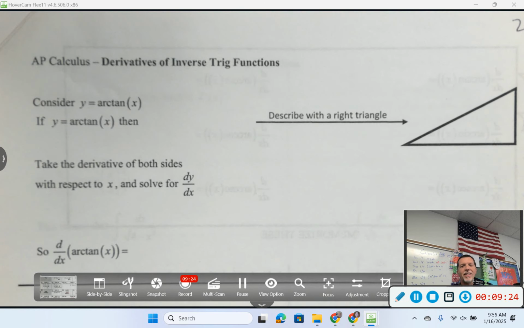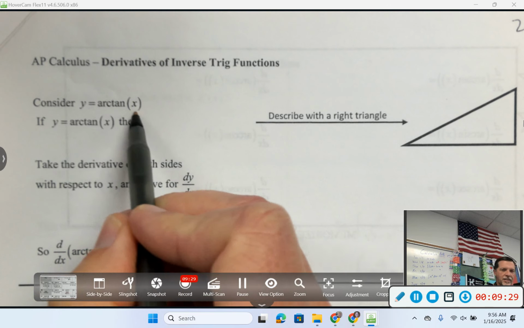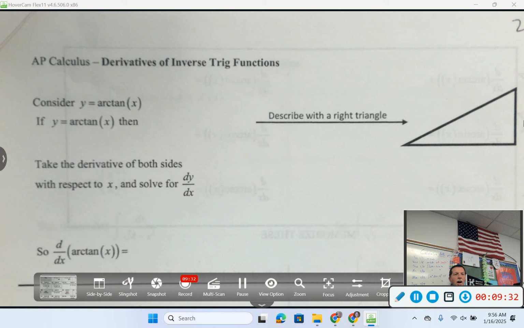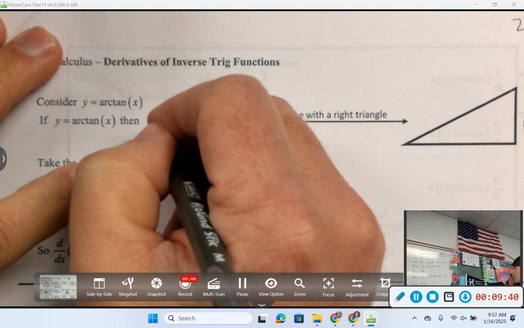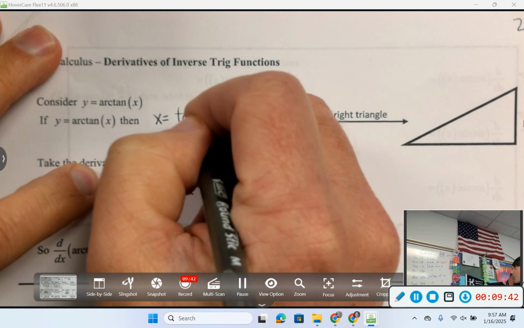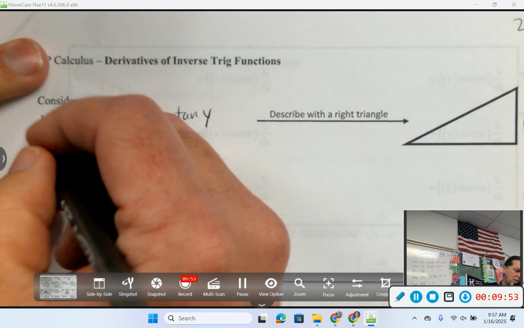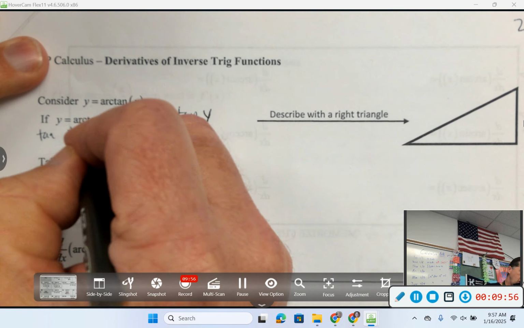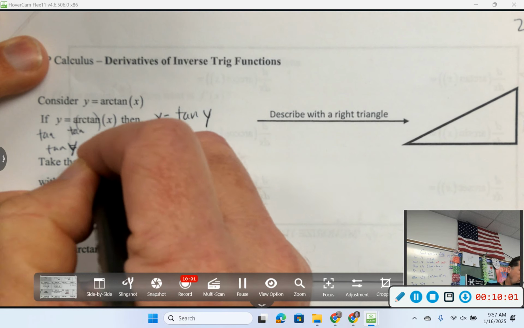Okay, some people like this lesson because it's a little different. Consider y equals arctan of x. So that means y is the answer to find me an angle whose tangent is x. So another way to say that is that x is the tangent of y. Another way would be to take the tangent of both sides, and tan and arctan would cancel each other out, and so the tangent of y equals x.